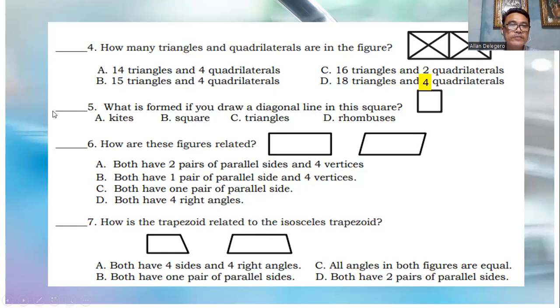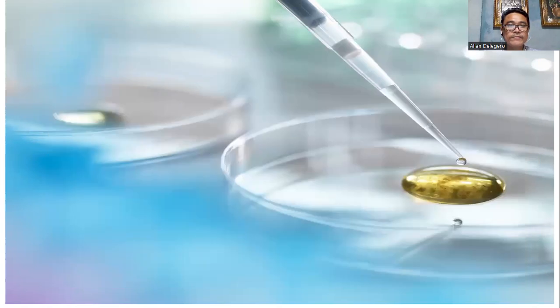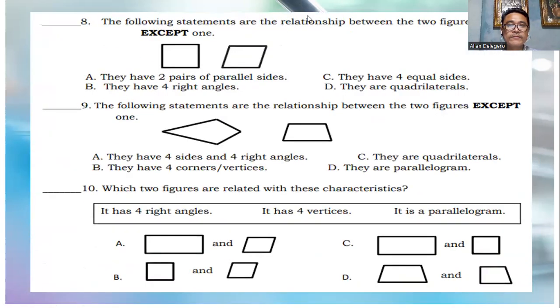Let's check your answers. The answer for number 4 is letter D, 18 triangles and 4 quadrilaterals. 5. Letter C, triangles. 6. Letter A, both have 2 pairs of parallel sides and 4 vertices. 7. B, both have 1 pair of parallel sides. 8.